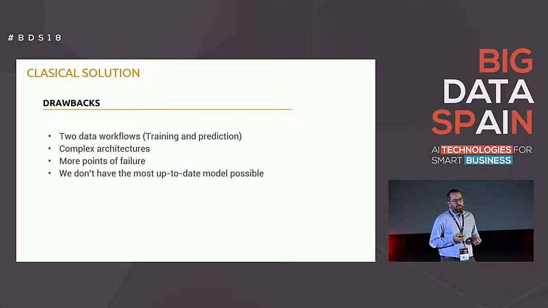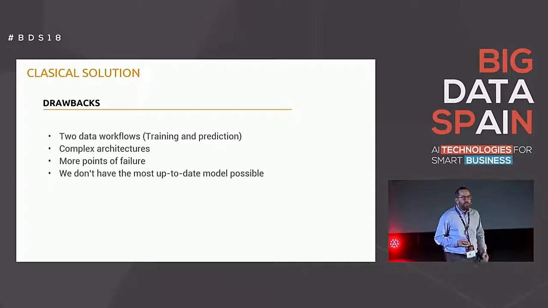We can find problems with this type of solution. First of all, I have to develop two different data workflows with common points, but different. As I explained before, we have a training data workflow and a prediction data workflow, the prediction being the exploitation of the machine learning model. This means that we have to build more complex architectures, and maybe these more complex architectures give us more points of failure. And the most important thing, we don't have the most up-to-date model possible.